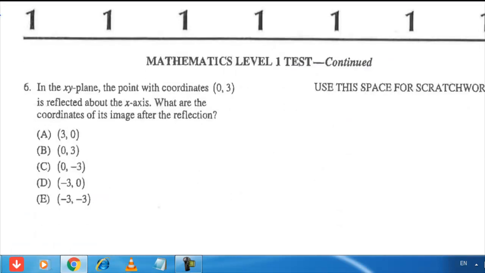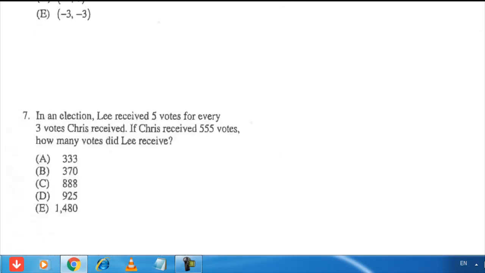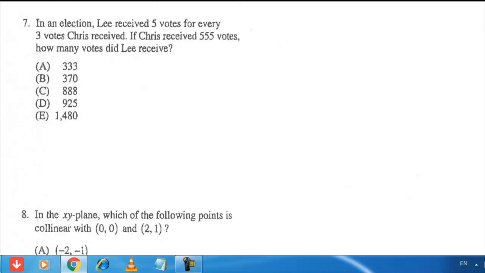At question number 6, in the xy plane, if the point with coordinates 0, 3 is reflected about the x-axis, you know reflection about the x-axis changes the sign of the y coordinate. So what are the coordinates of its image? The only one is 0 and negative 3, as in number C, and the suitable answer is C.